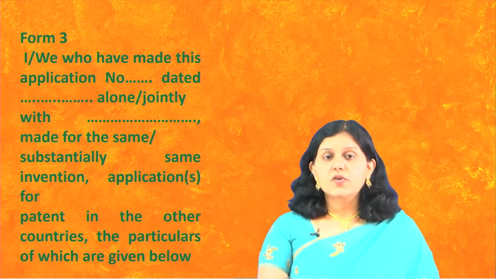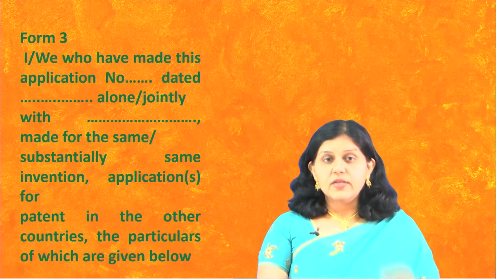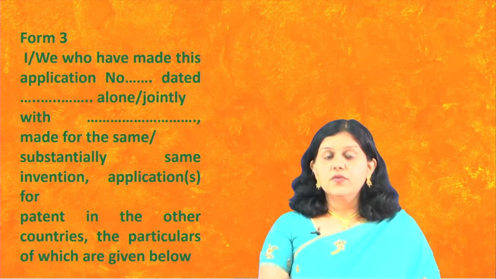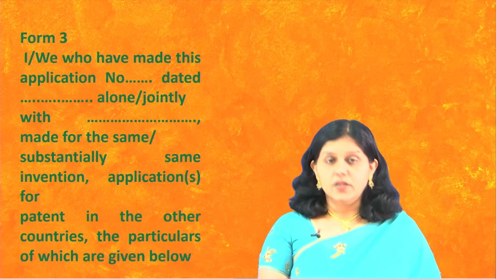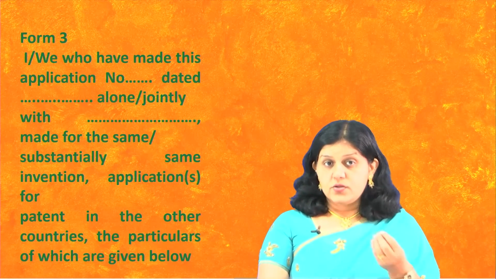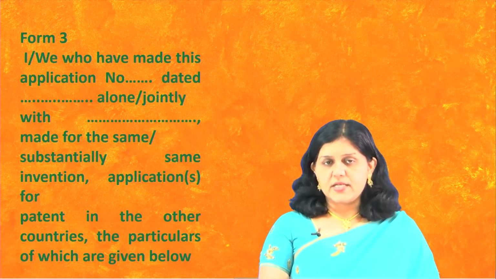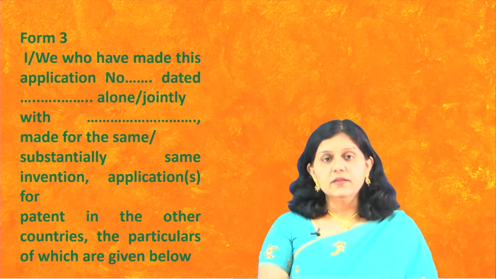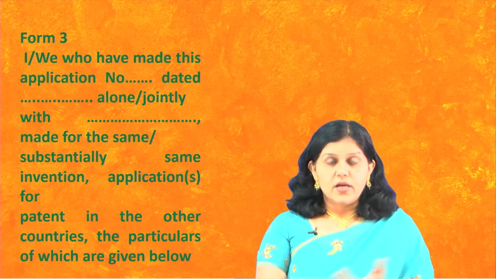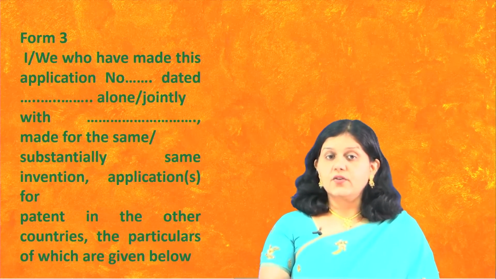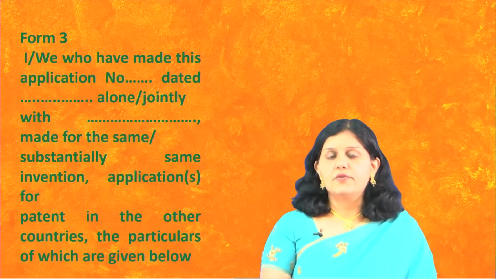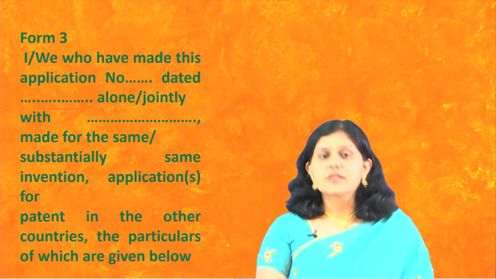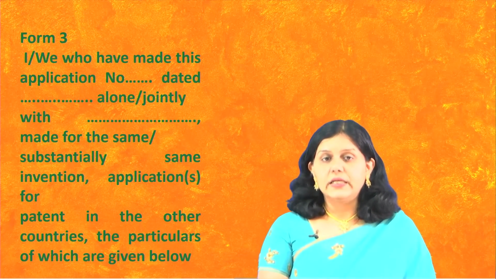Now, in the particulars, what exactly will you give? You will give the name of the country, then the date of application, then obviously the application number. You will also have to share the status of the application, then the date of publication and then the date of grant. If that information is there, you have to share it through this Form 3. This is a mandatory requirement.